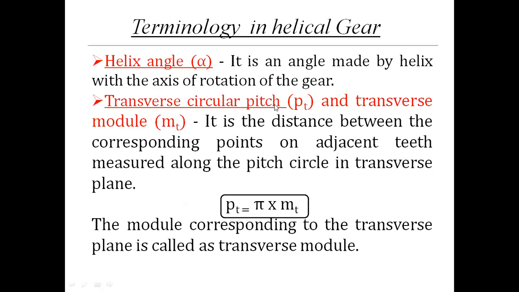So what is transverse circular pitch? PT is the distance between the corresponding points on adjacent teeth measured along the pitch circle. That is important: measured along the pitch circle. When it is measured along the pitch circle, it is not a straight line, it is an arc of a circle. It is a circular distance measured along the circular pitch. In the transverse plane, it is the distance between the corresponding points on adjacent teeth measured along the pitch circle.